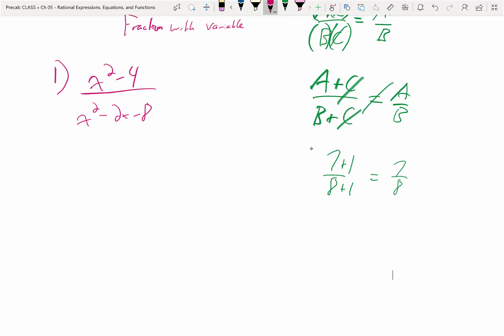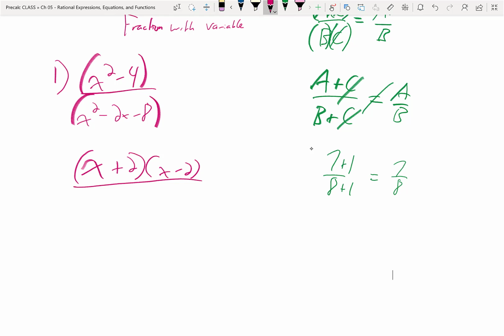So as a first step in this problem, you're looking to factor. And you're looking to factor the numerator by difference of squares. You guys should remember what that becomes, x. And the denominator, you're playing that game with the 8 and trying to figure out what multiplies to -8 but adds to -2. And that would be a plus 2.